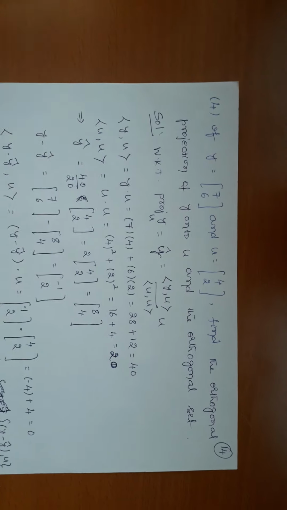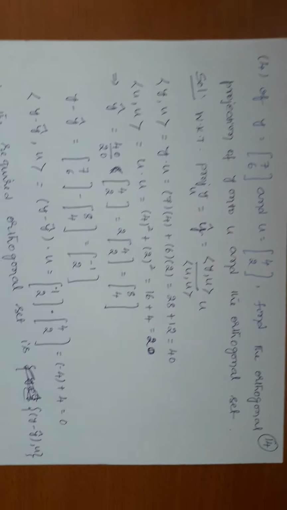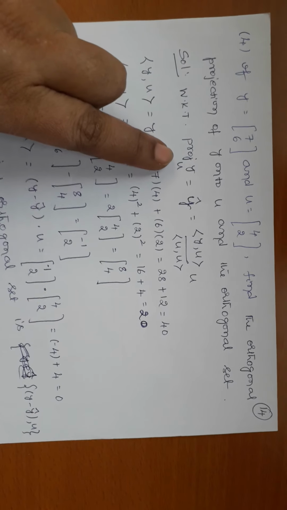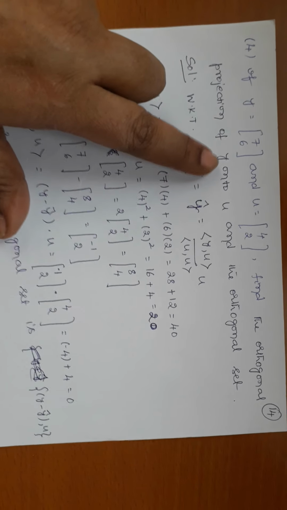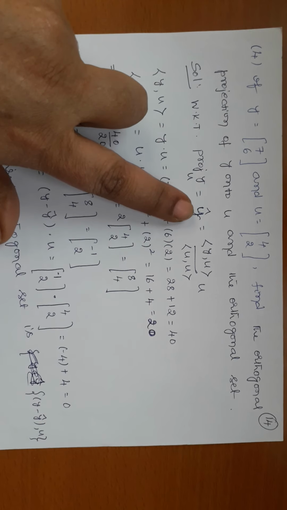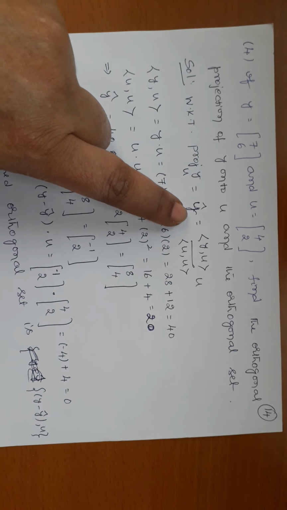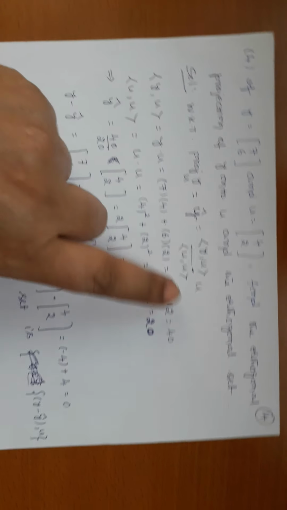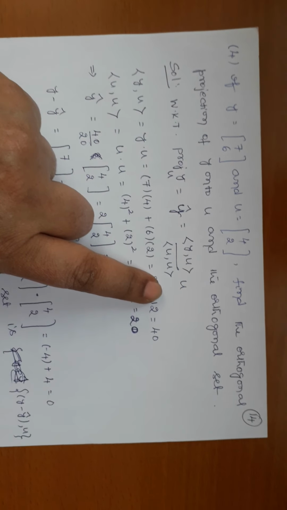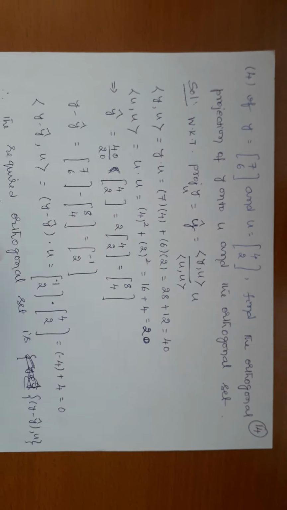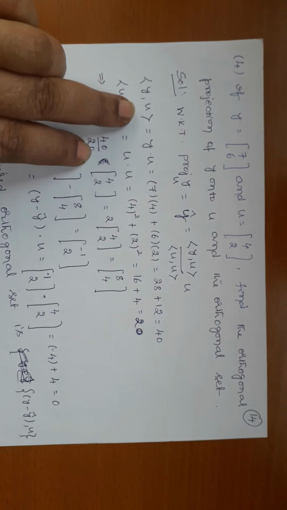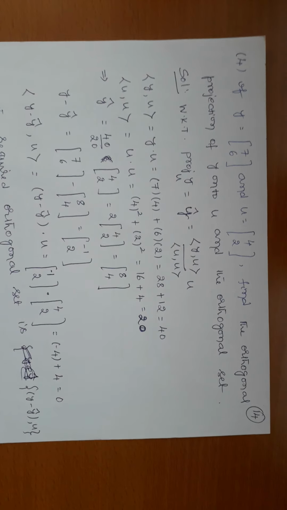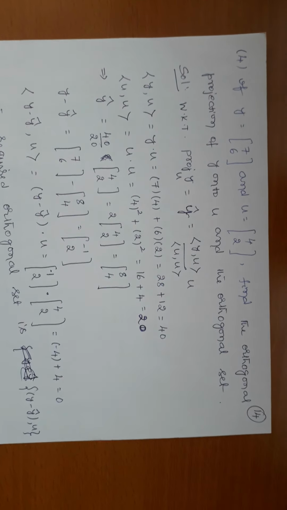First, we discussed in my previous video how to find the orthogonal projection. We know that the projection of y onto u is y cap, which is the inner product of y comma u divided by the inner product of u comma u. This comes from the definition of orthogonal projection. First, find the inner product of y comma u. Y dot u is 7 into 4 plus 6 into 2. Simplify that, we get 40.